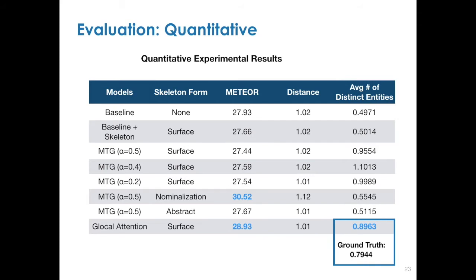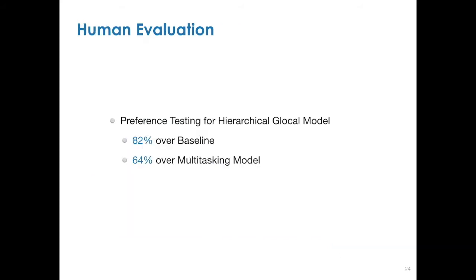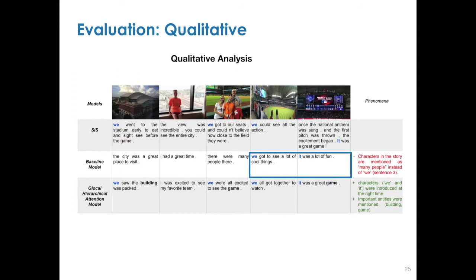The last column shows the number of distinct entities in the generated stories, and this value for ground truth stories is 0.7944, and this number is closest to the hierarchical global attention model. We also conduct human evaluation, which resulted in a preference of 82% over the baseline and 64% over the multitasking model. Here is an example story.